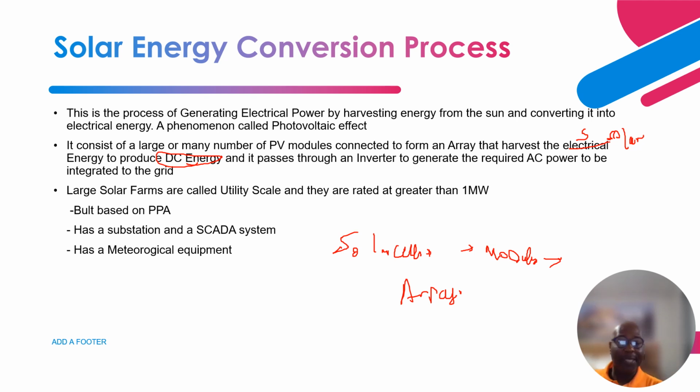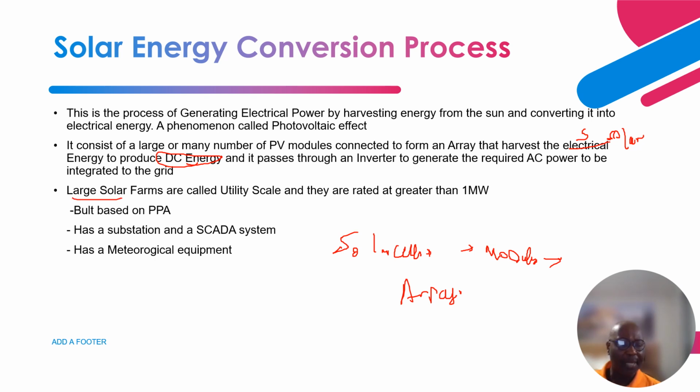And after that, it passes through an inverter to generate the required AC power. If you want to integrate it to the AC grid, then you have to invert the power from DC power to an AC power equivalent.